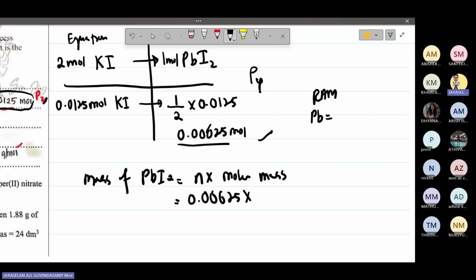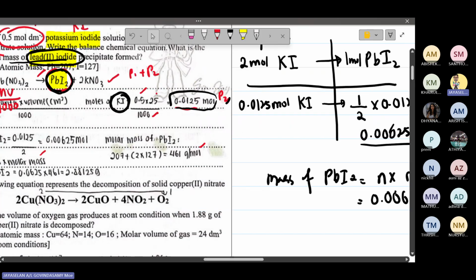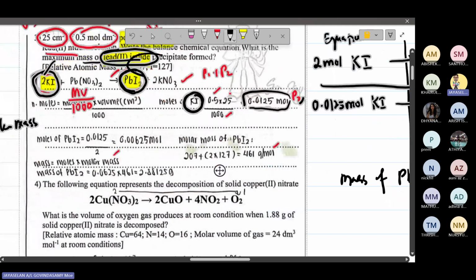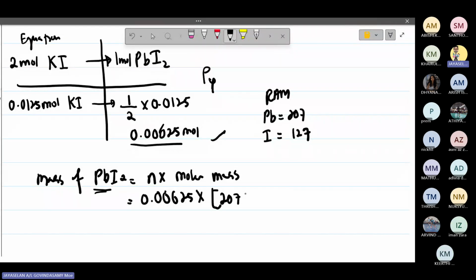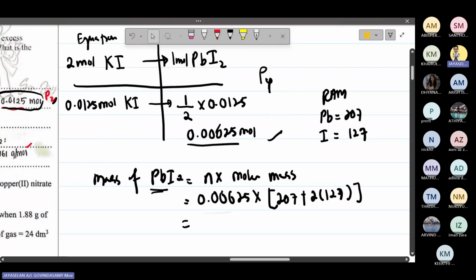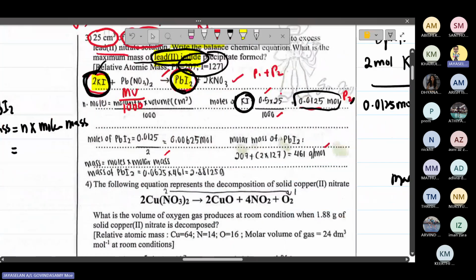RAM of lead, okay, 207, iodine 127. 127 akan diberi dalam soalan, sudah diberi sini. So just apply in the formula. Okay, molar mass of lead 2 iodide, formula diberikan. So 207 tambah 2 darab 127, you calculator find the answer. So the final answer must have unit. She put unit like this.